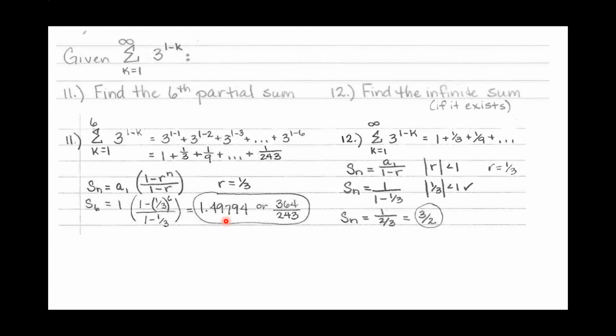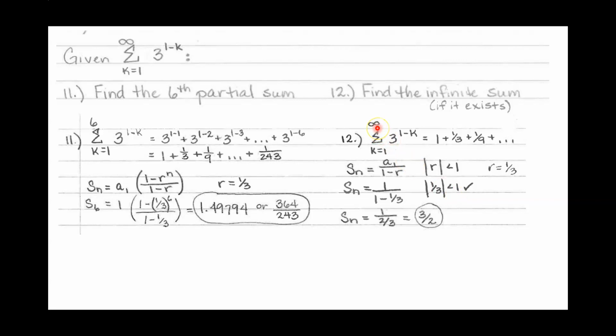All right, then number 12, that exact same formula, they ask us to find the sum to infinity, find the infinite sum if it exists. All right, how do we know if it exists? Well, the absolute value of the ratio has to be less than 1 or I cannot find the sum. So remember just a second ago, our ratio was 1/3. The absolute value of 1/3 is 1/3. That is less than 1. So yes, I can use my infinite geometric sum formula.